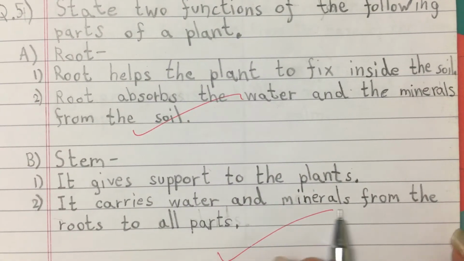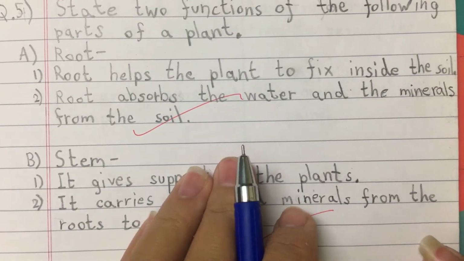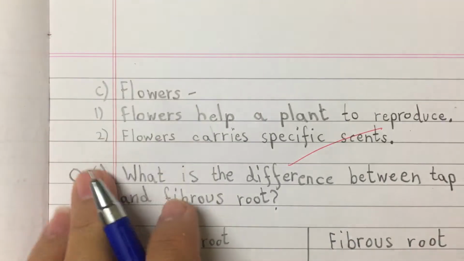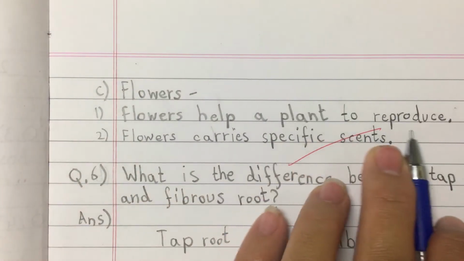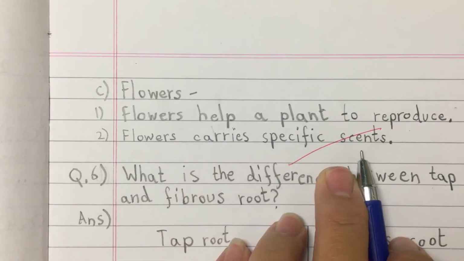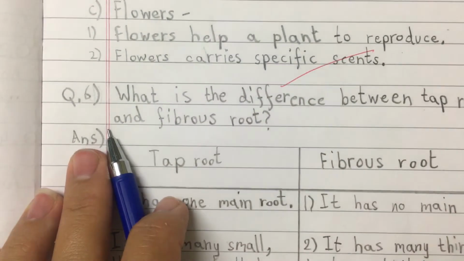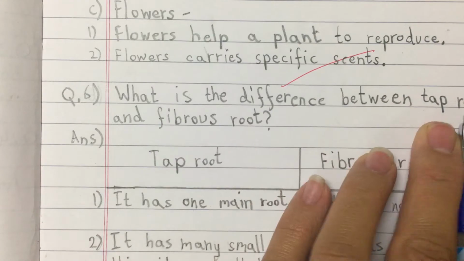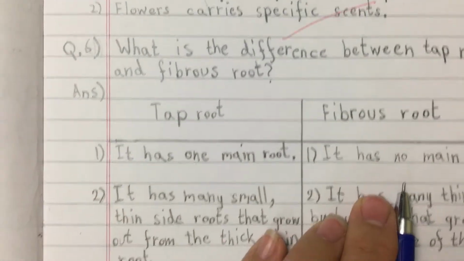It carries water and minerals from the roots to all parts. For flowers, flowers help a plant to reproduce, and flowers carry specific scents. Question number 6. What is the difference between taproot and fibrous root?